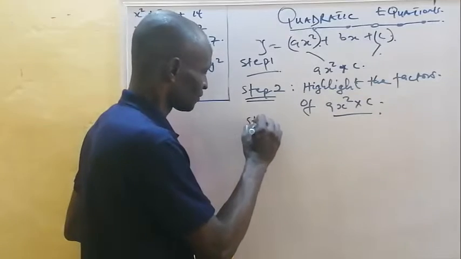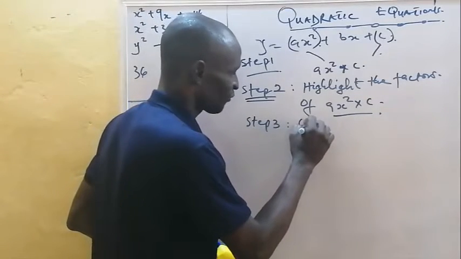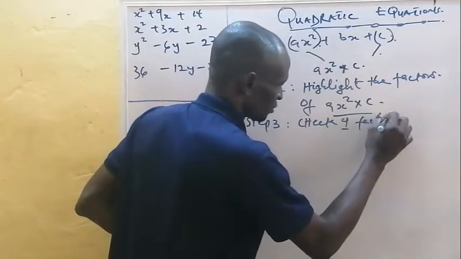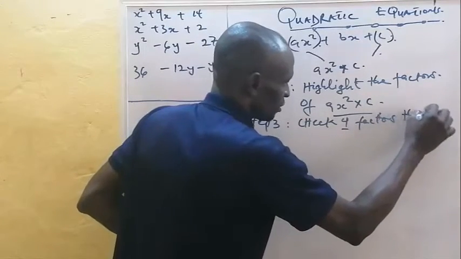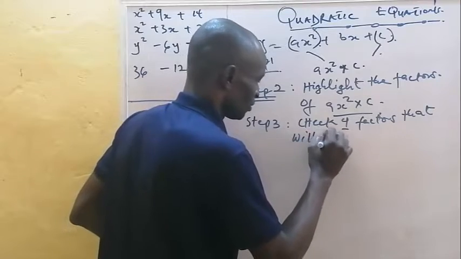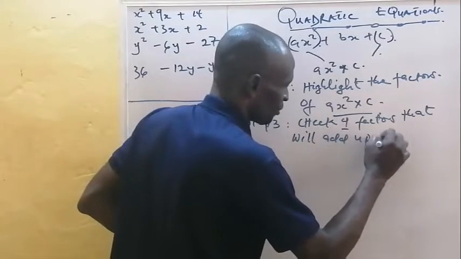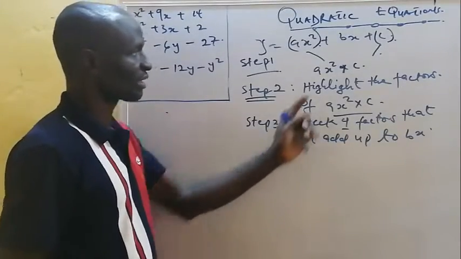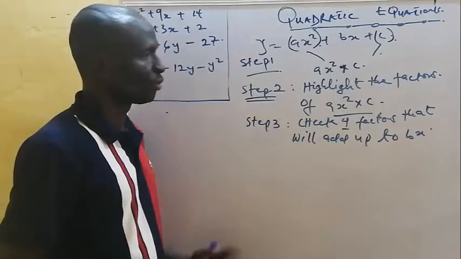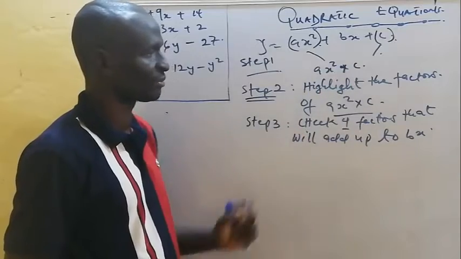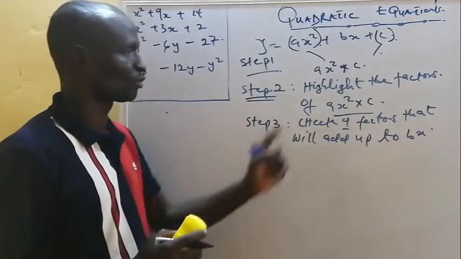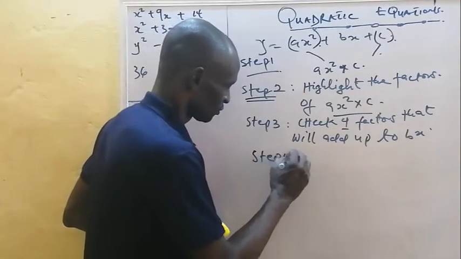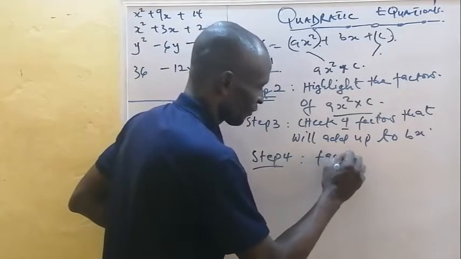Then step 3: check the factors that will add up to bx. Check the factors that will add up to bx. Which factors of this ax² times c would sum up to bx? Now, step 4: you can factorize.